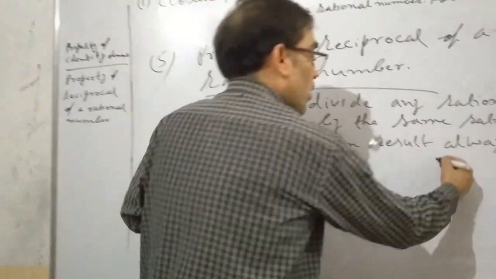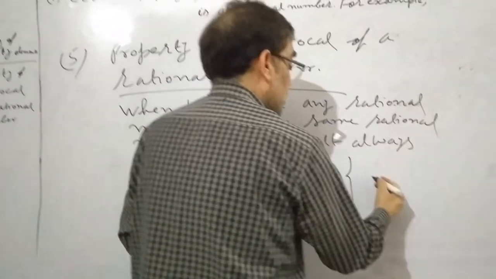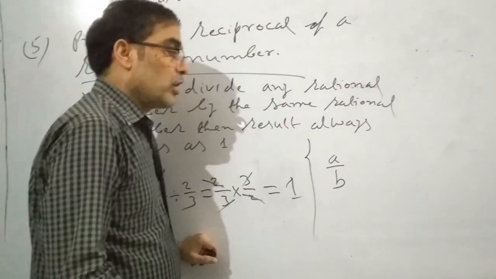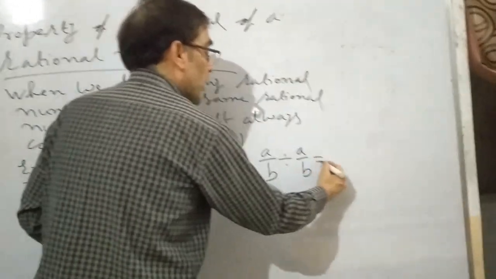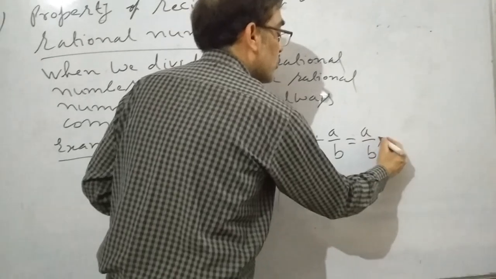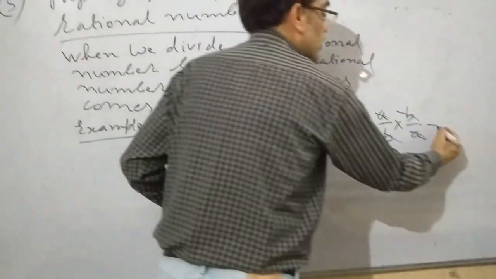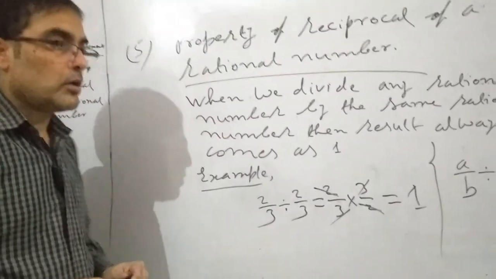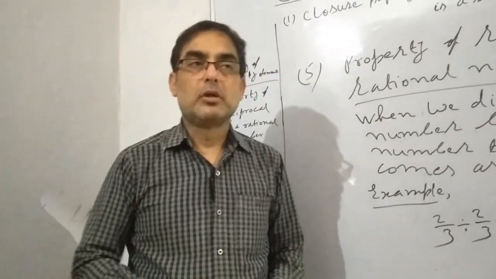Here is the second example. Suppose the rational number is A by B and we are dividing A by B by the same rational number A by B. Then A by B into B by A. A and A cancel, B and B cancel. Then the result will be 1. So we are seeing that when we divide a rational number by the same rational number, then the result, the quotient, will always be 1.